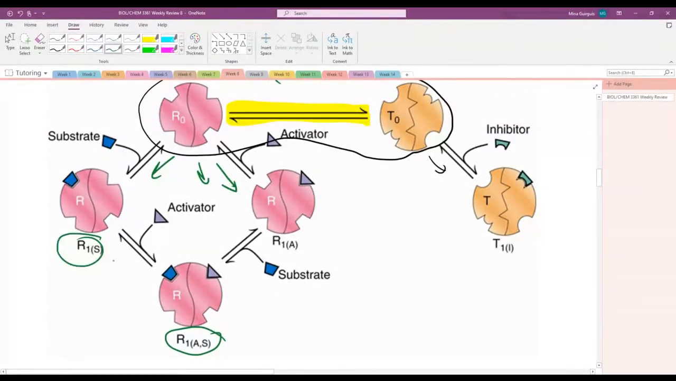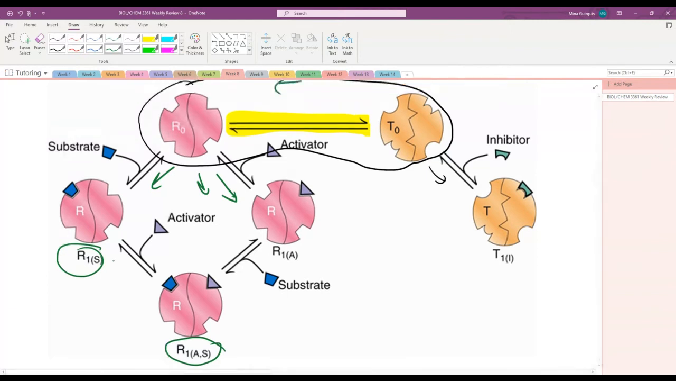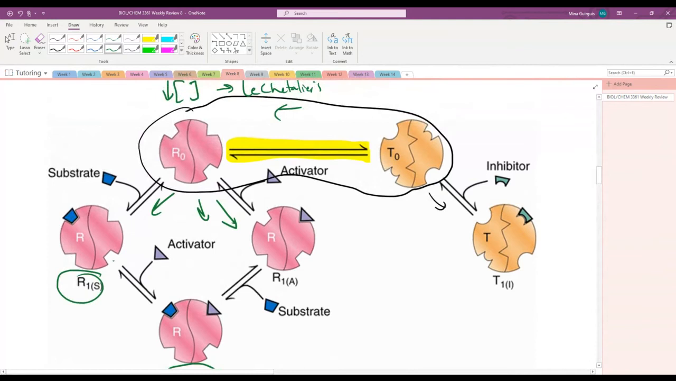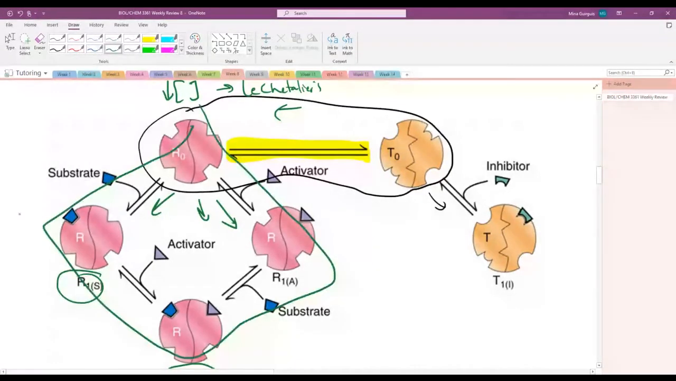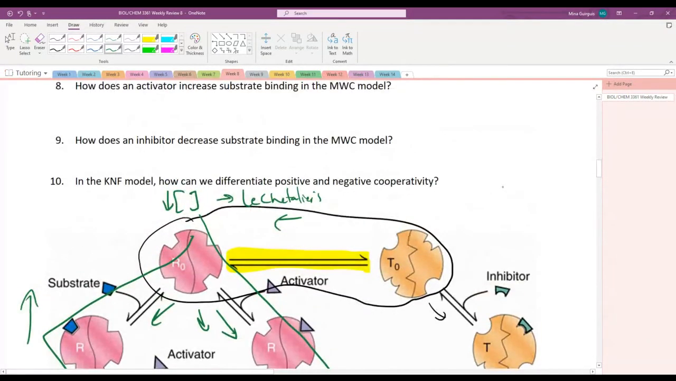In other words, an activator does the same thing as a substrate with positive cooperativity by binding to the relaxed state to decrease the concentration of R0, which then shifts the equilibrium to cause more R0 to be formed. So the sum of all of these relaxed states increases. So this diamond goes up. All right, now that's number 8.